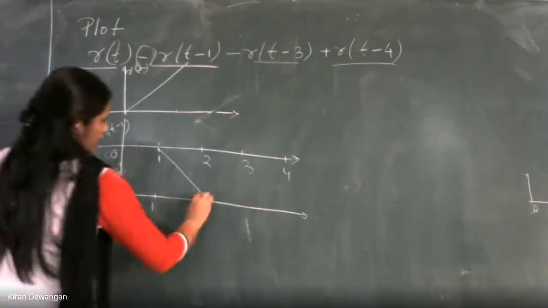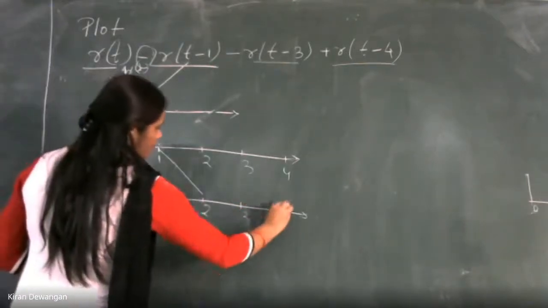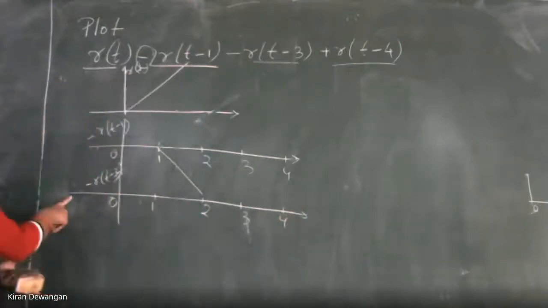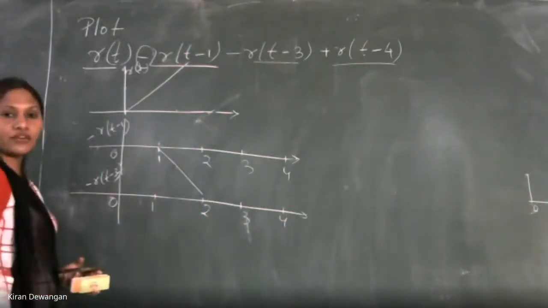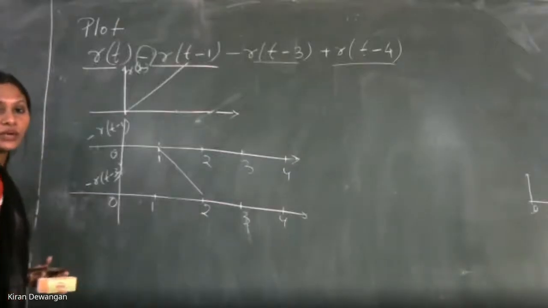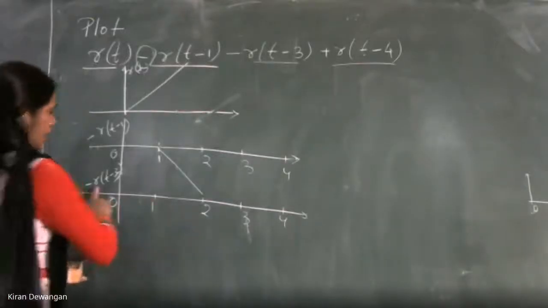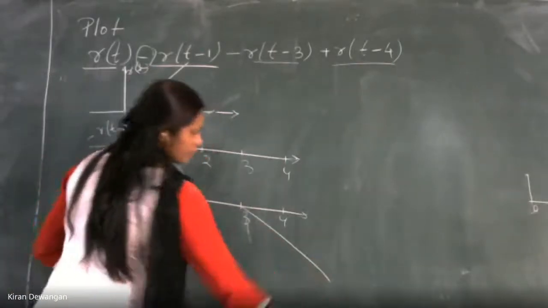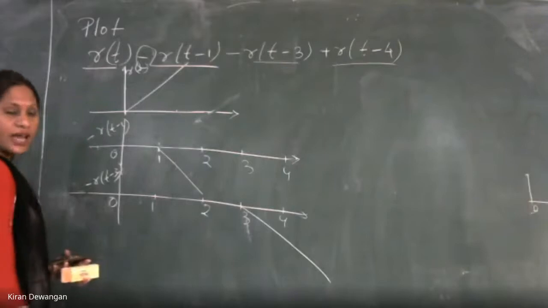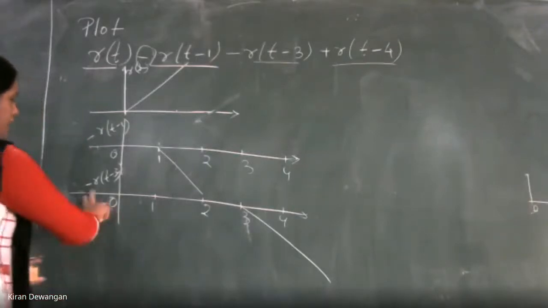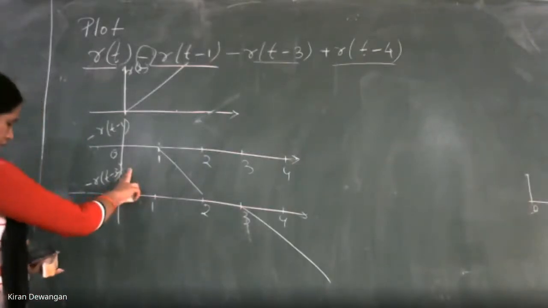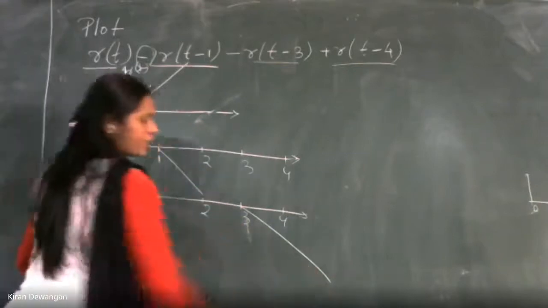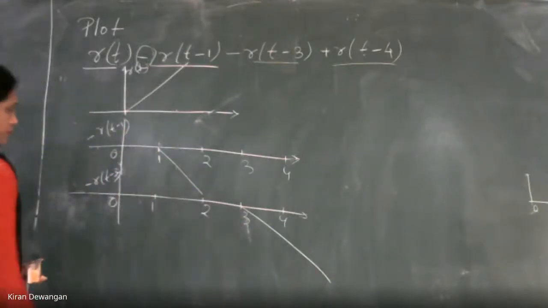This is 1, 2, 3, 4. Now minus r of t minus 3 will start from 3. From where it will start? It will start from 3. Again it is minus. तो कैसा होगा? ऐसा ही होगा. Again it is minus. So minus r of t minus 3 will be again plotted in the negative direction.